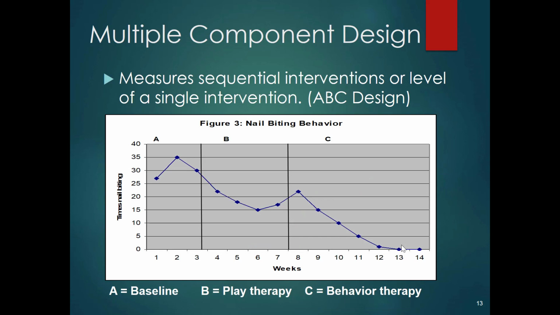When it comes to multiple component design, this is also sometimes known as the ABC design, and it involves the use of sequential interventions or changes in the amount of intensity of the same intervention. So here we're only using one intervention, however, we change the intensity of that intervention. For example, if we have an anxious 6-year-old girl who was constantly biting her fingernails, her parents recorded the number of times each week that they found her biting her fingernails.